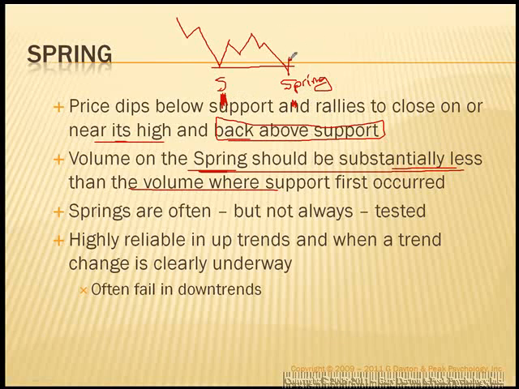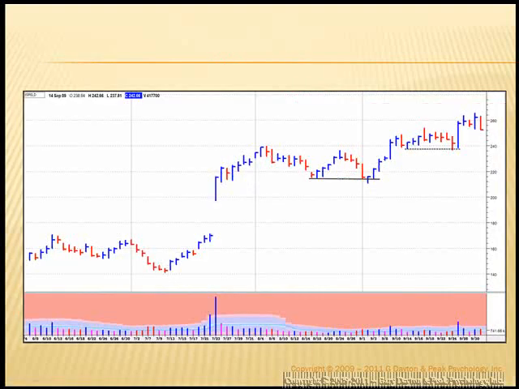Now, here's the dilemma about springs. Springs are often, but not always, tested. So we'll see the market rally up a little bit, test first, and then take off, but not always. And some of the best springs just go straight up, almost. When we're in an uptrend, they're very reliable. And when a trend change is clearly underway, they're also very reliable. If it's a downtrend, don't touch them. Okay? Context, structure.